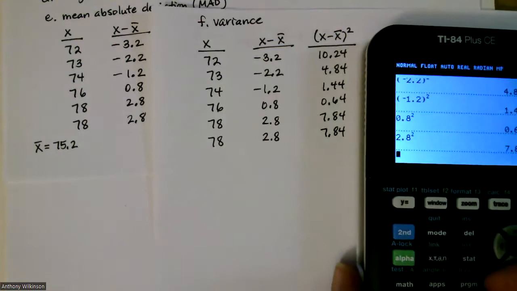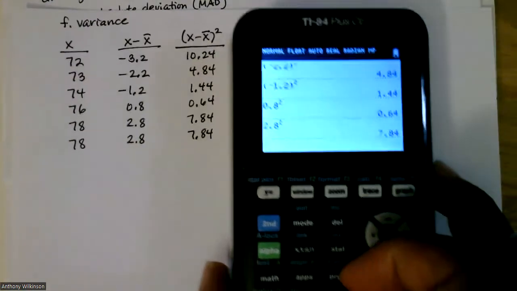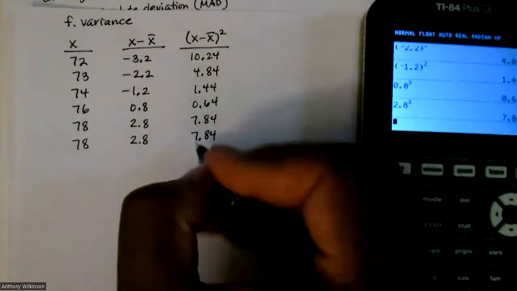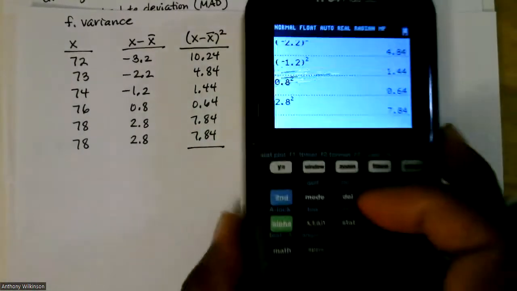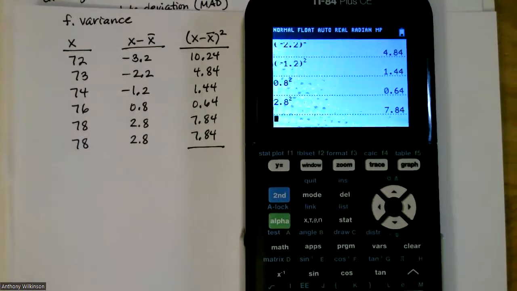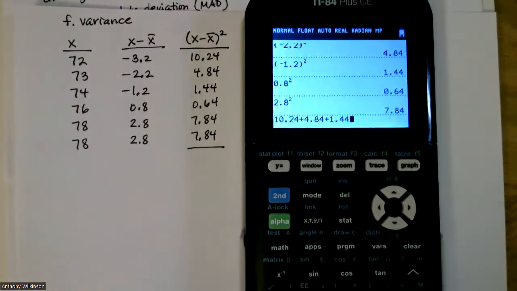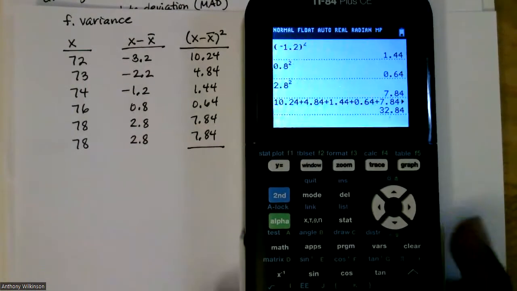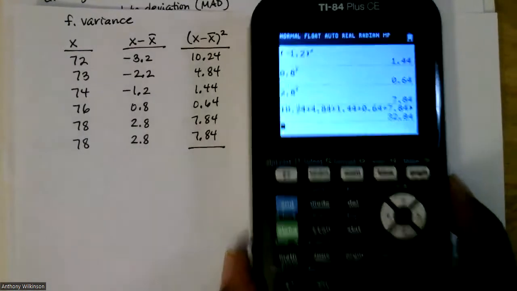Okay, so in this case here, we're going to add the numbers in the last column together, because that's the sum of that. And then whatever we get for that, we're going to divide by 6 because there's 6 data values here. 10.24 plus 4.84 plus 1.44 plus 0.64 plus 7.84 plus another 7.84. That's going to be 32.84.